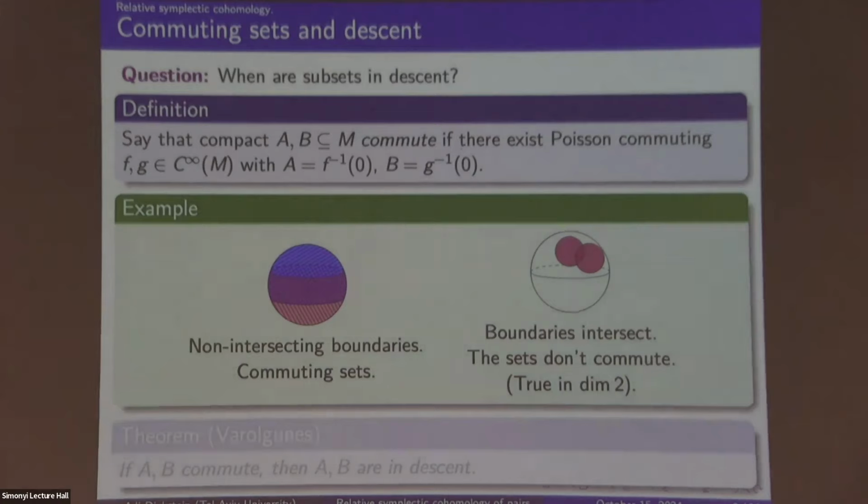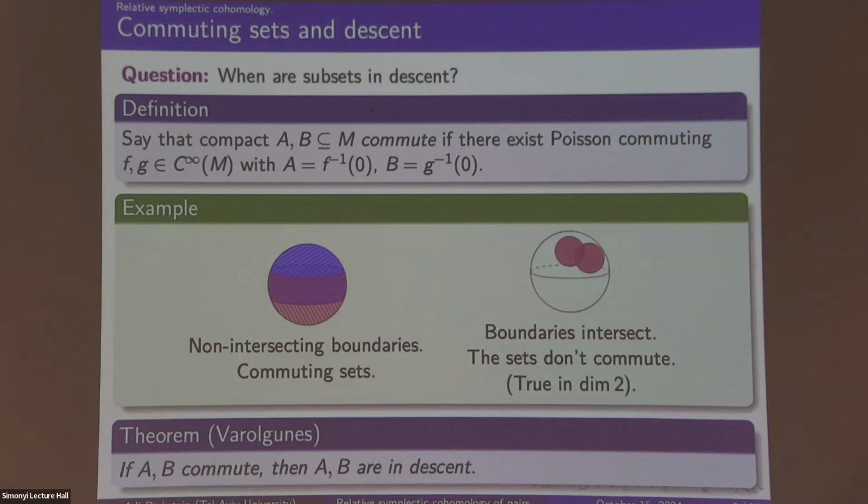Okay, so examples. In the case of the sphere, if we have two disks with disjoint boundary, then they are commuting. But if there is an intersection, they are not. And this holds only in dimension 2. In higher dimension, the boundaries could intersect. And what Varolgunes proved is that if A and B commute, then they are in descent. So actually, we have the Mayer-Vietoris sequence in the case of commuting sets. And actually, for me, this is the only case that I'm familiar with.